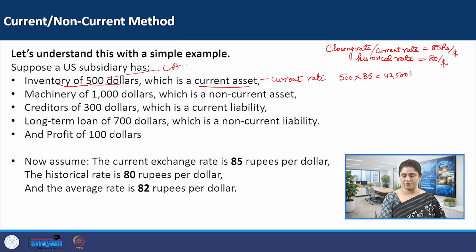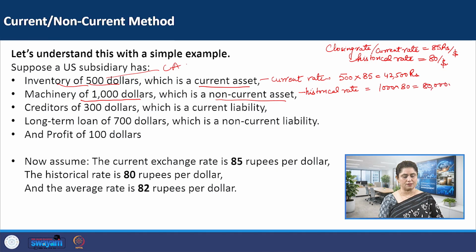So the inventory is going to be converted as per the current rate, which is going to be 42,500 rupees. Now machinery. Machinery is a long term asset and it is 1000. So it is a non-current asset. So which rate will we use? We will use the historical rate, and we convert 1000 into 80, so the value of the machinery in rupee terms becomes 80,000.